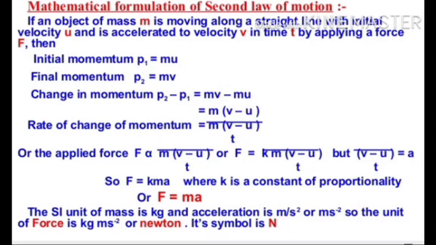Now the rate of change of linear momentum is equal to change in linear momentum upon time taken. So this is m(v minus u) upon t, but (v minus u) upon t is equal to change in velocity upon time taken, the rate of change of velocity, which is equal to the acceleration of the body, a. Therefore, from equation 1, the rate of change of linear momentum is equal to ma.